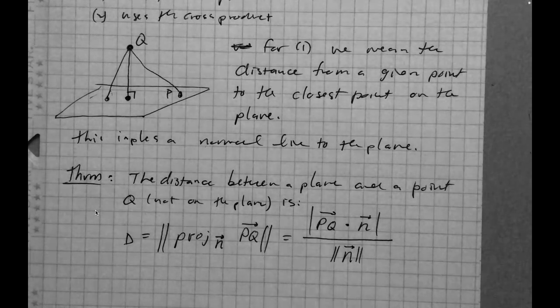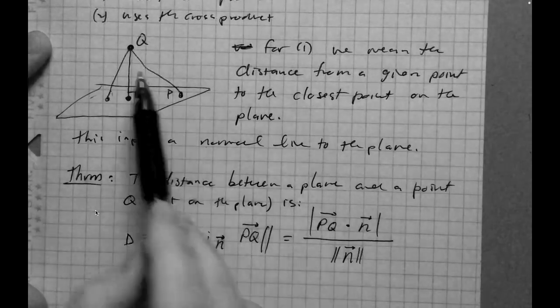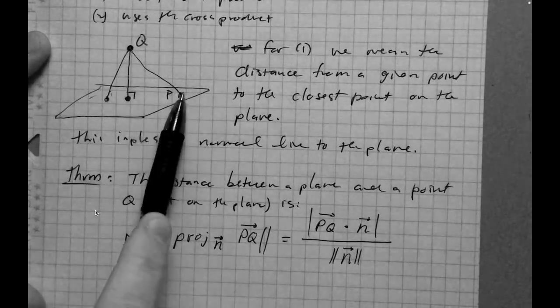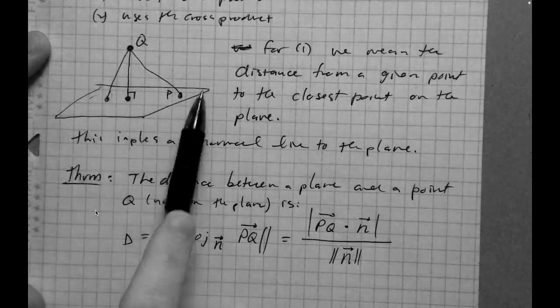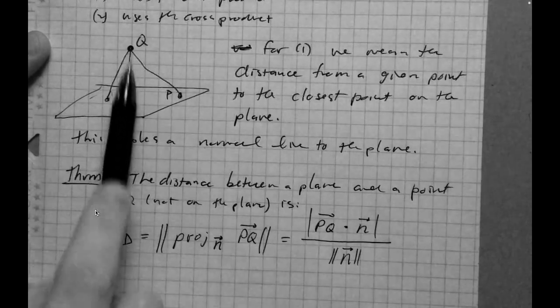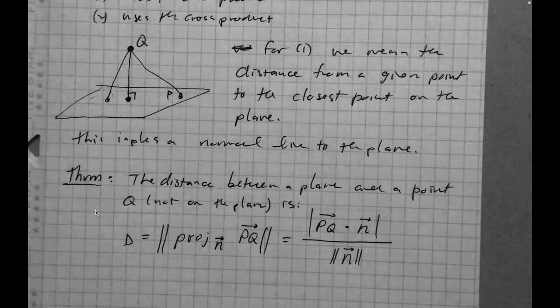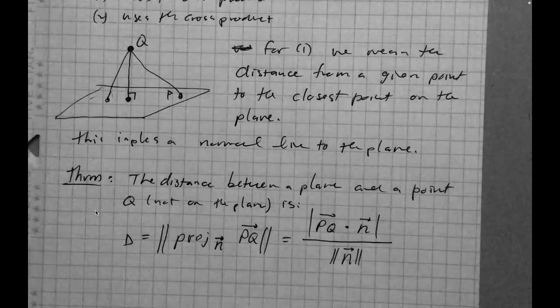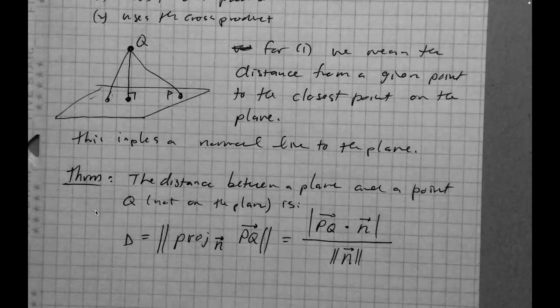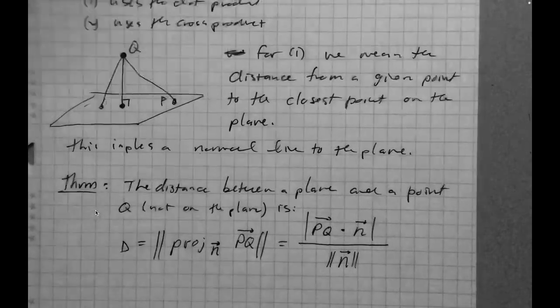straightforward. If you can buy this idea that, look, if I'm given Q, just go find any other point P on the plane, and then you need to derive a normal vector and project PQ onto the normal vector. If you can buy that construction, then this is really straightforward. Okay, let's do an example here.